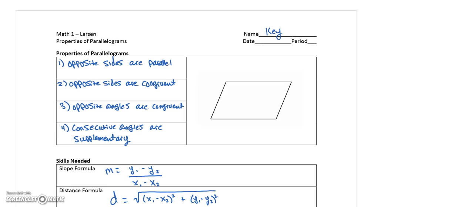So first things, a couple of properties. You guys can pause and get these four things written down, and then I'll go ahead and talk about them. So first thing, opposite sides will be parallel. They won't always have markings. Sometimes in the directions they'll just tell you that they're parallel. So I'll put markings on here just to indicate.